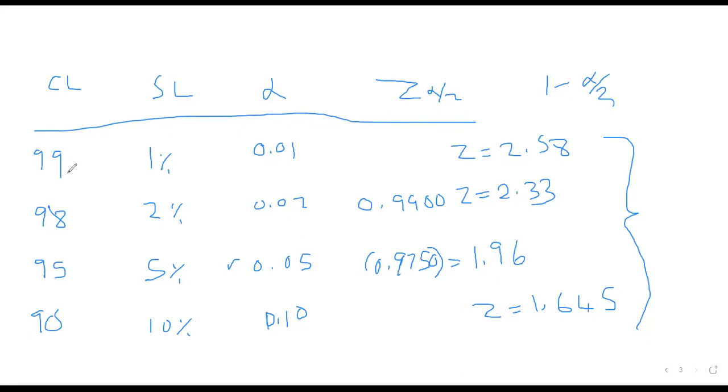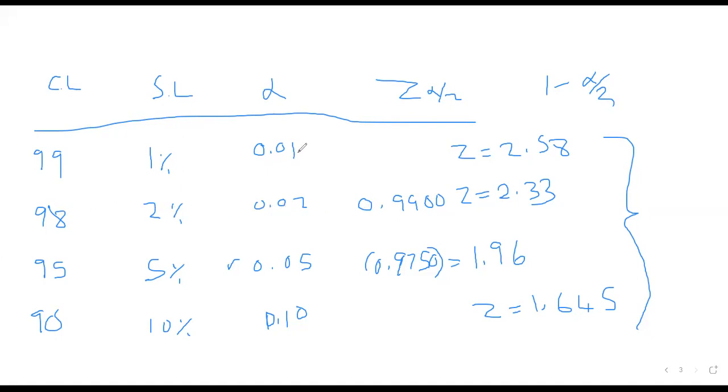So in a nutshell, the Z for 99% is 2.58. The Z for 98% is 2.33. The Z for 95% is 1.96, and the Z for 90% is 1.645. This is called the confidence level. When you subtract from 100, it's called the significance level. So 99 is the same as 1%, which is 0.01, and the Z is 2.58. 98 is the same as 2% or 0.02, which is 2.33.